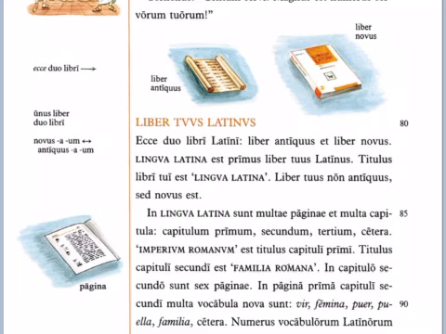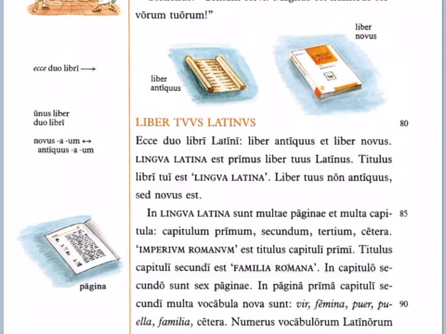Ecce duo libri Latini. Look, two Latin books. Now notice that the word for books in the plural is not liberi, but libri. So sometimes in plural words that end with er in the singular, the e is going to drop out when you go to the plural. So not liberi, but libri, right? Look, two Latin books. Liber antiquus, old book, et liber novus, and a new book.